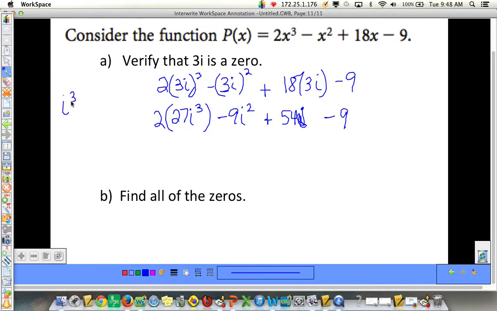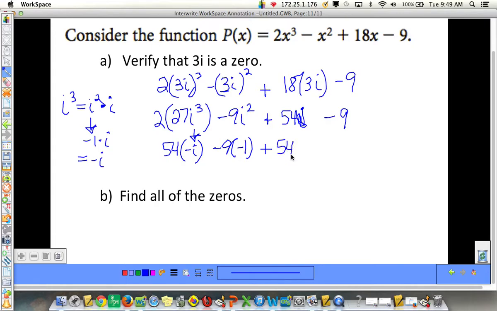Remember that i cubed is equal to i squared times i. Right? That would be like i to the third power, because there'd be 3 i's being multiplied together. And i squared always equals negative 1. So this becomes negative i. So I can replace this part here, well, 2 times 27 is 54 times negative i. And this again is i squared, so i squared equals negative 1. So this really becomes positive 9.